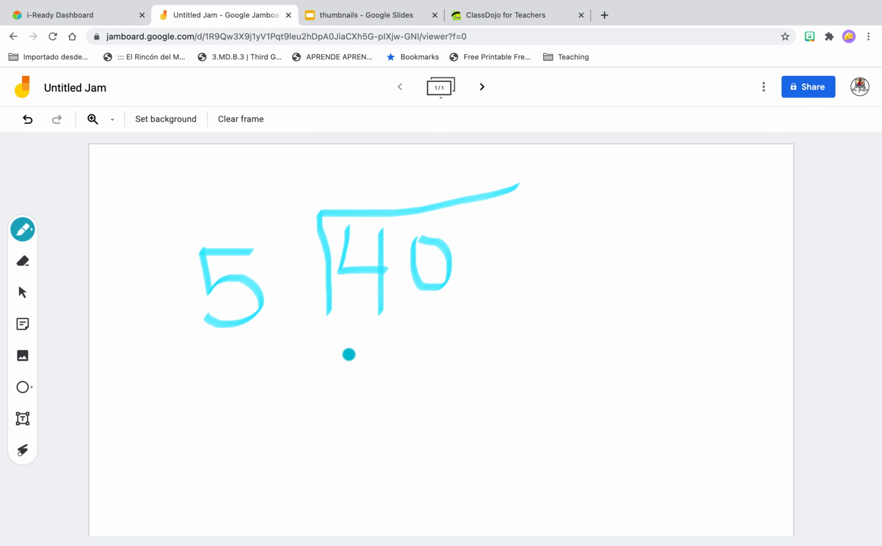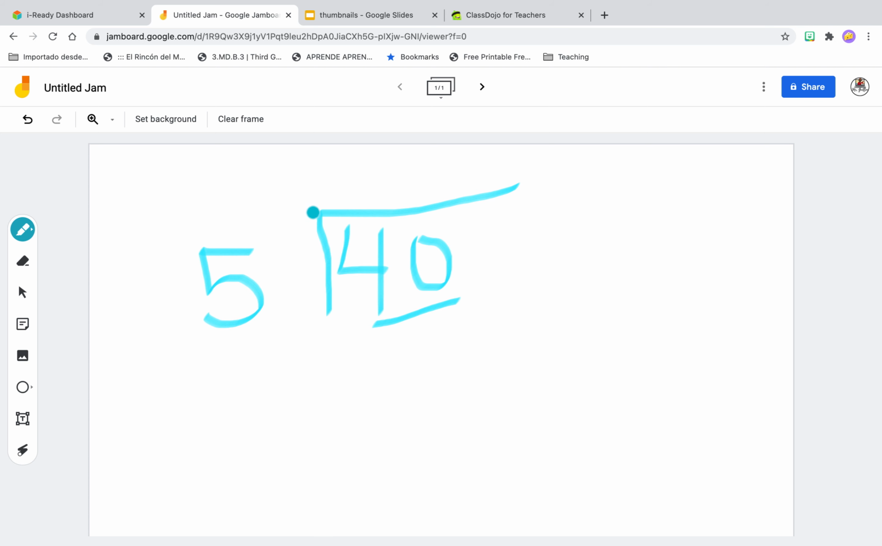This time we are going to be dividing whole numbers, or two-digit numbers or one-digit numbers, by one-digit numbers. Some students saw these symbols in their iReady test a few days ago or a few hours ago, depending on the time they watch this video. And they were kind of confused about this.